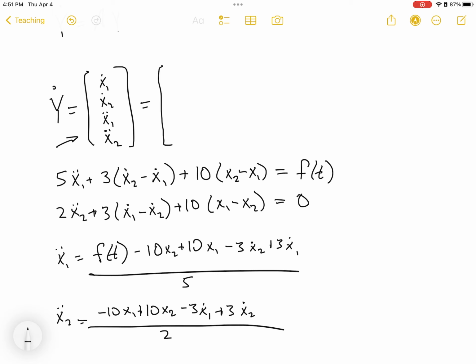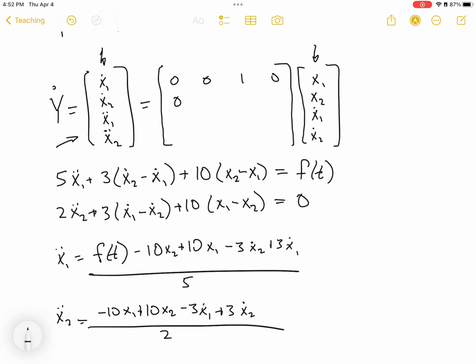This is going to be a matrix multiplied by x1, x2, x1 dot, x2 dot. And so we're trying to relate these terms here to these terms here via a matrix. So x1 dot and x2 dot are already in this vector. So the first row I can just say 0, 0, 1, 0. x1 dot is equal to 1 times x1 dot. And I can go 0, 0, 0, 1. x2 dot is equal to x2 dot.